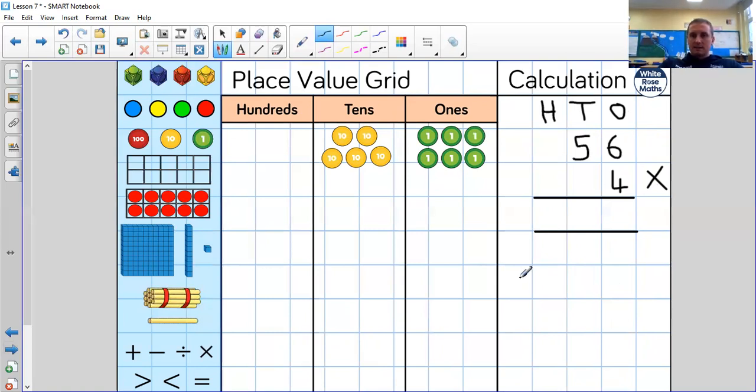So 6 add 6 add 6 add 6. Okay, so 6 add 6 is 12, and then I could just add that on again. So 12, and then do 12 add 12, and that will give me my answer. Okay, 12 add 12, I know that's 24. 24, 4 6s. Now this time it's slightly different, look, because how many 10s am I going to be adding on at the end? Let's see.